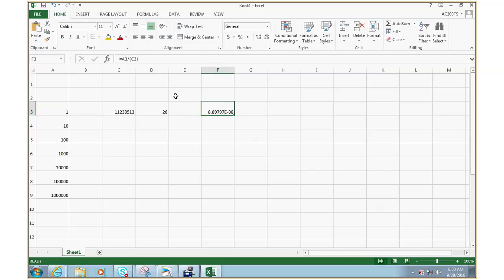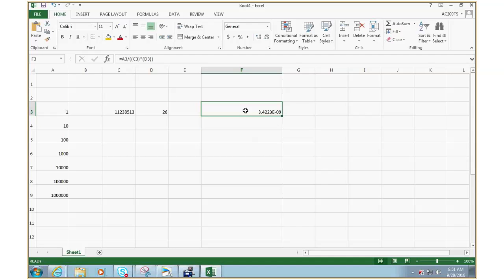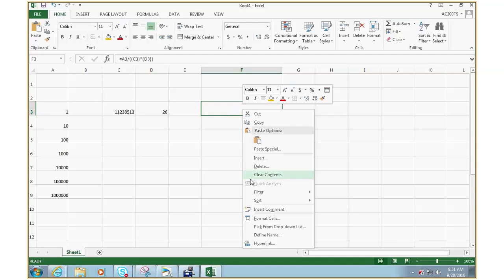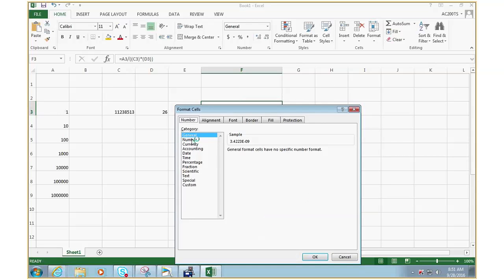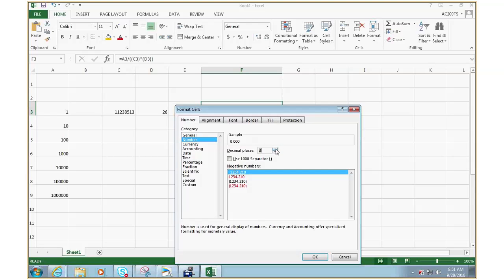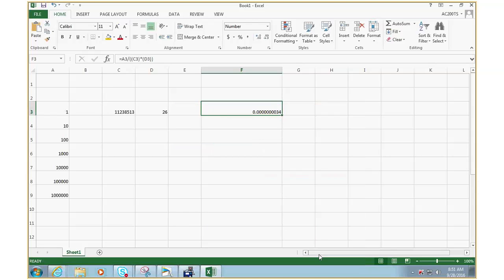Okay, that wasn't supposed to look like that. Times this number, close parentheses, close parentheses. And of course, I'm doing this for a reason, so just hold on. Format cells, number, we'll take it 10 places. Alright, so there's that number.